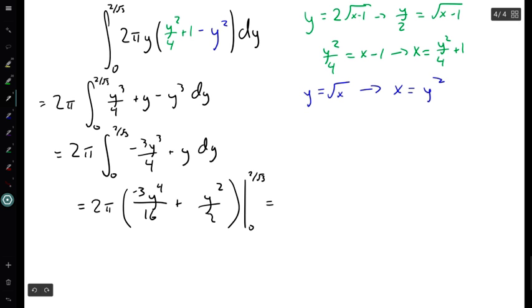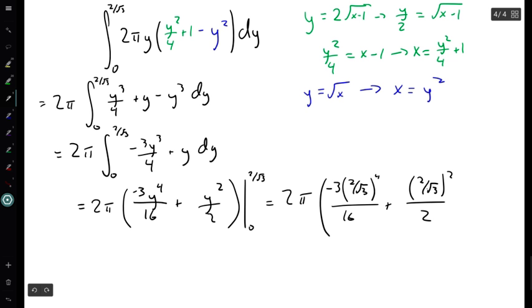And so we can go through the computation now, plugging in 2 over root 3. So we'll have 2 pi here. We'll have minus 3 times 2 over root 3 to the 4th power over 16. Let's see, plus 2 over root 3 squared over 2. I want to subtract away this function evaluated at y equals 0, but we know that at 0 this thing works out to be 0, so we don't have to subtract away anything at all.